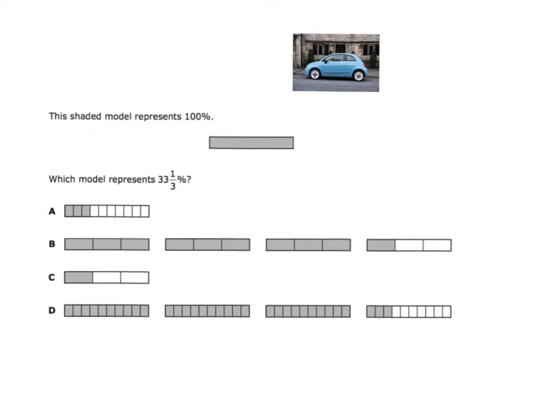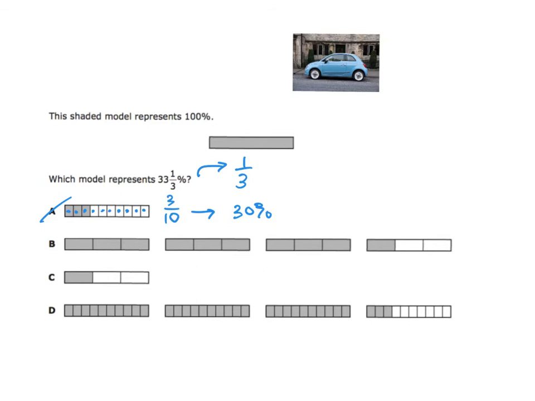You may remember that 33 1/3% is the same as 1/3. So we're looking for a model that is 1/3 shaded. Let's count the blocks in the first model. It has 1, 2, 3, 4, 5, 6, 7, 8, 9, 10. So 3 out of 10 are shaded. That's close, but 3 out of 10 is actually the same as 30%. Not exactly what we're looking for.